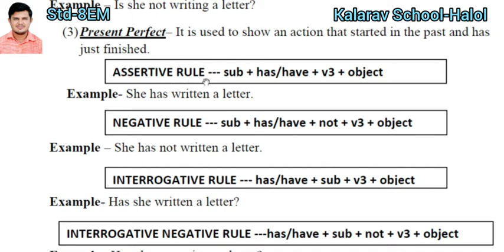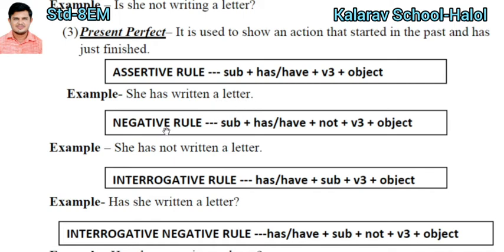Now the assertive rule. According to the types of sentences, in the assertive rule the subject will come first, then has, have. Then verb number 3, meaning the past participle of the verb. Verb number 2 is the past tense and verb number 1 is the main verb. Then the object. With the subjects I, we, you, they you can use have, and with he, she, it you can use has. Then the past participle of the verb. What is the past participle of write? Written. Then a letter is the object.